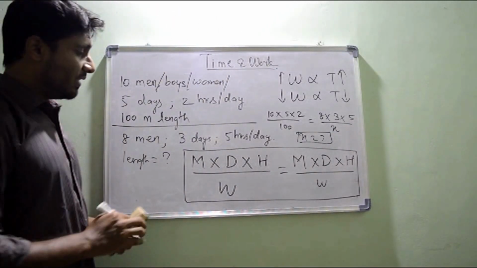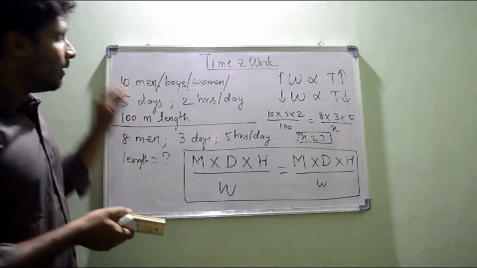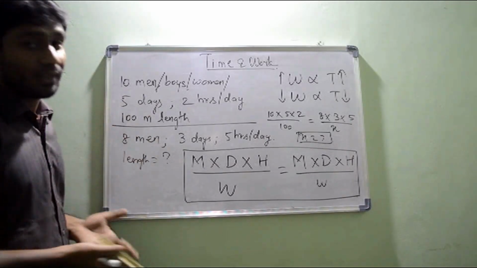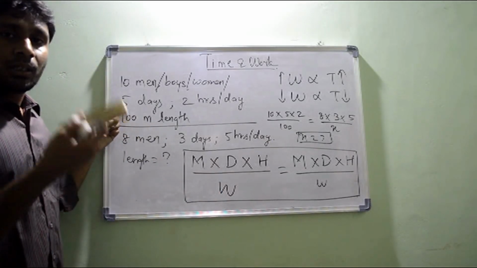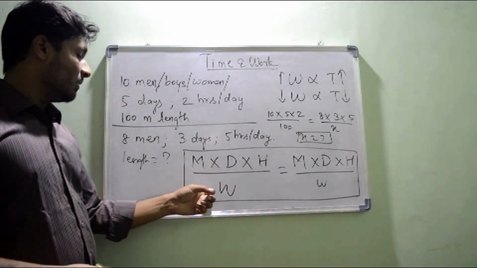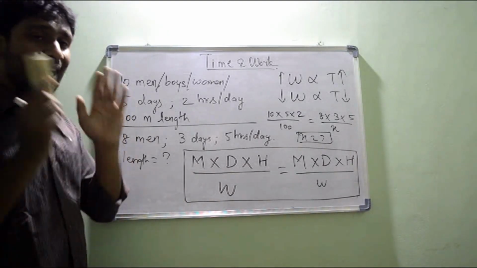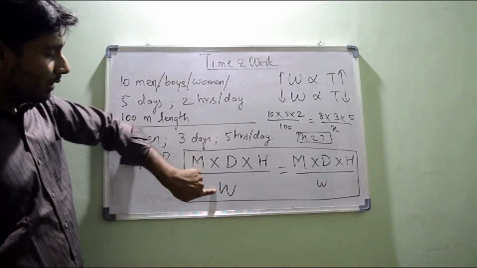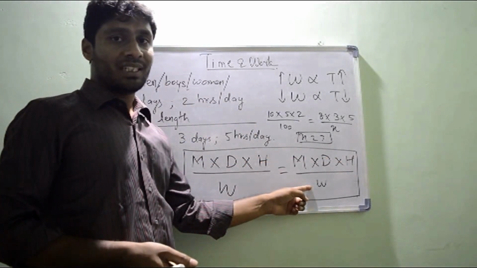That's it. So this plays a very important role when the question is asked on men, number of days and hours, and in terms of length or in terms of work. And this work can be the length of the building, or it can be some other work. Got it? So you just have to do only this thing. You just have the formula in mind: man, day, hour divided by work will always be equal to man, day, hour divided by work.